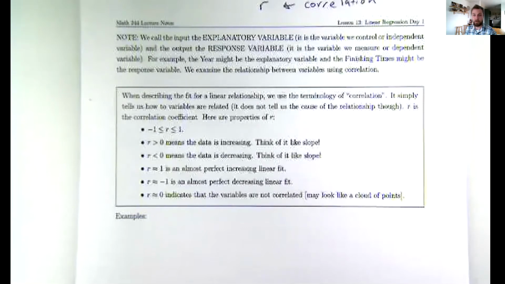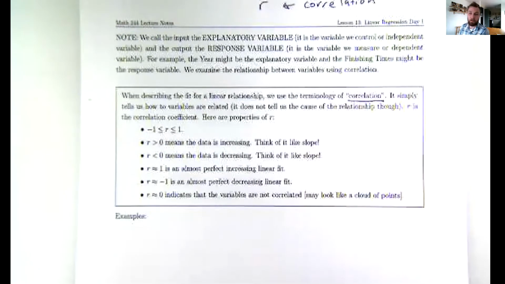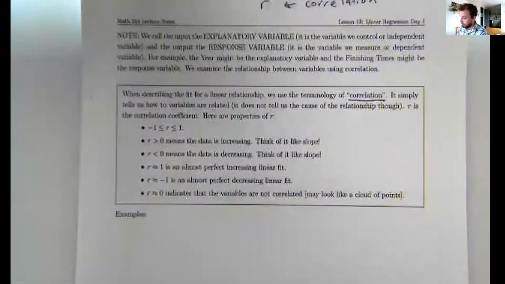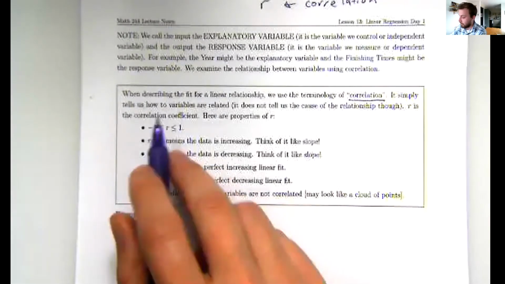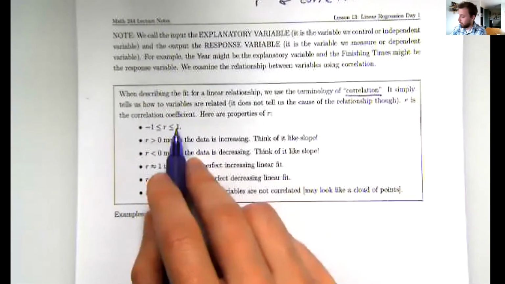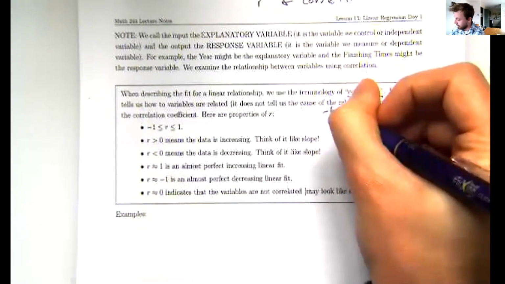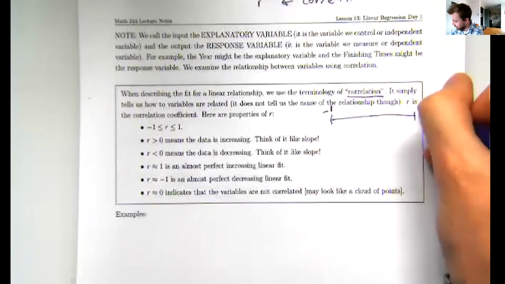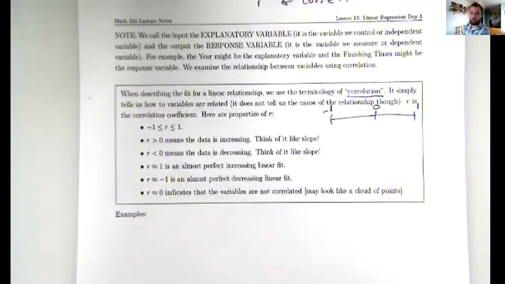So we call the input the explanatory variable. Again, this is the thing we control. The output is the response variable. And to determine how related things are, I use the term correlation to describe the relationship between two variables. And correlation is a number r, and r always has the following properties. R is between -1 and +1. So making a little bit of a number line, the smallest r can ever be is -1. The biggest r can ever be is +1. And in the middle I have 0.